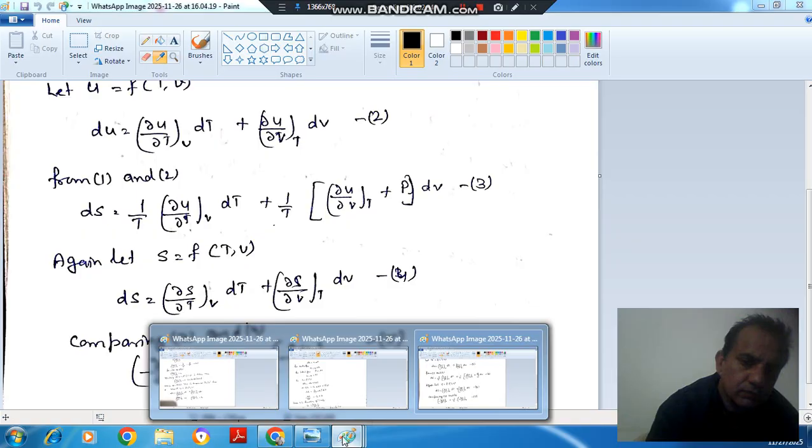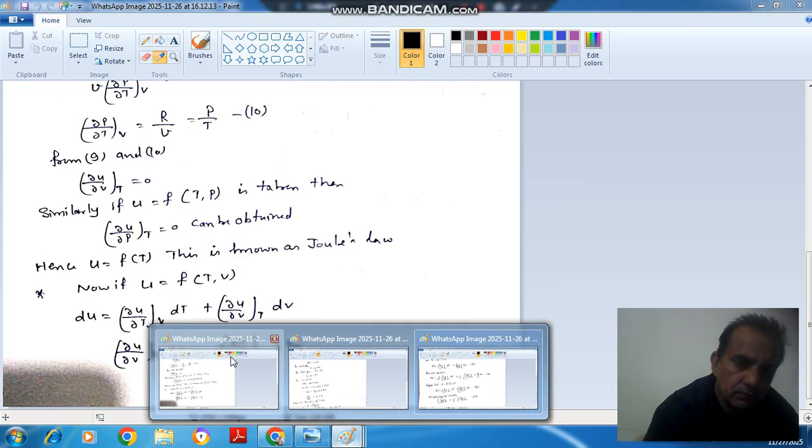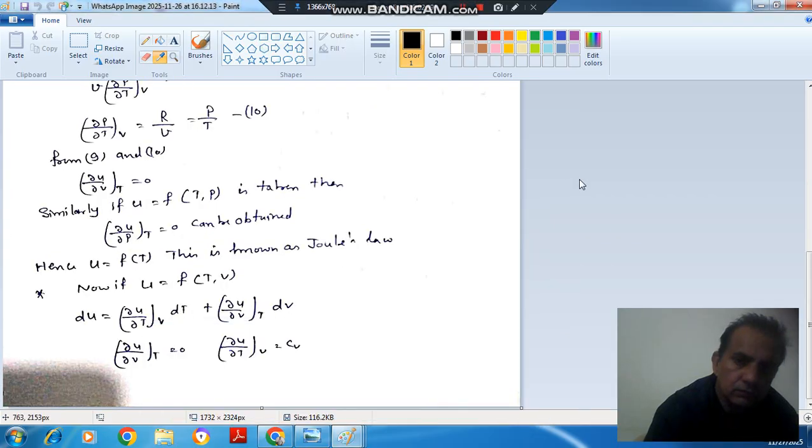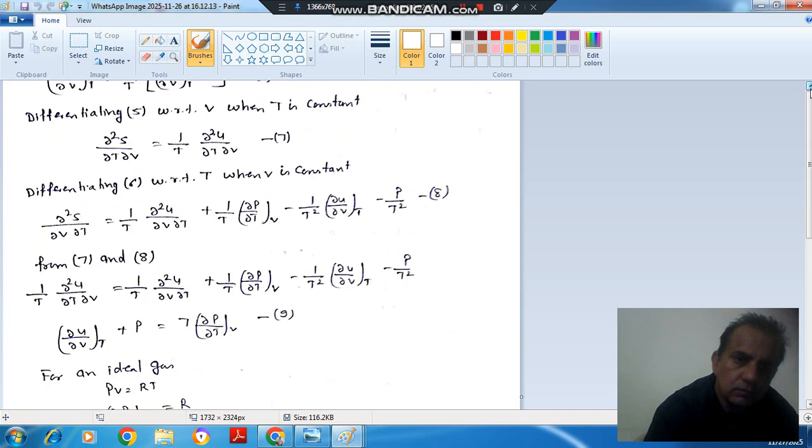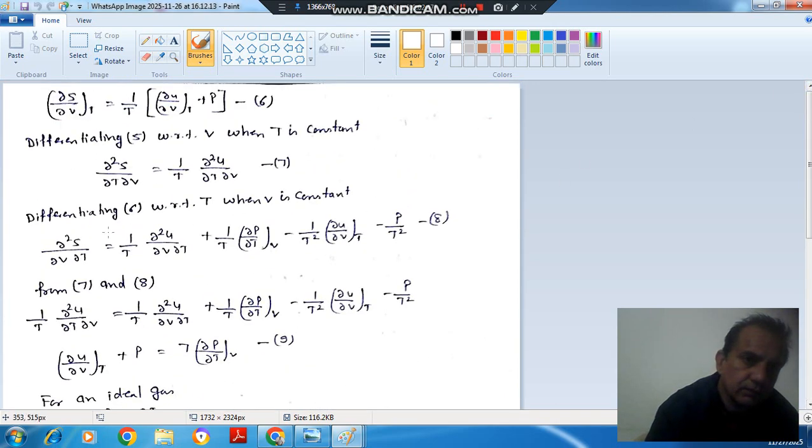And (∂s/∂V) at constant T is equal to 1 by T (∂u/∂V) at constant T plus P within bracket.